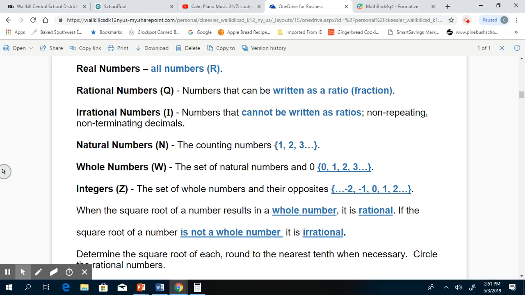So today's lesson is on different types of number sets. So let's start by completing the blanks. Real numbers are all numbers. We use the letter R to abbreviate. All numbers, meaning any number that exists.